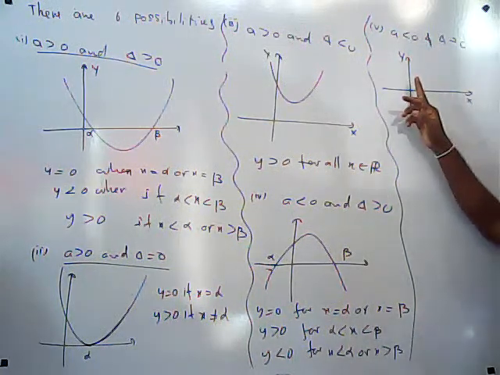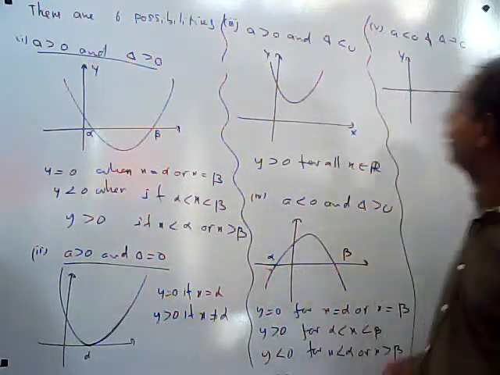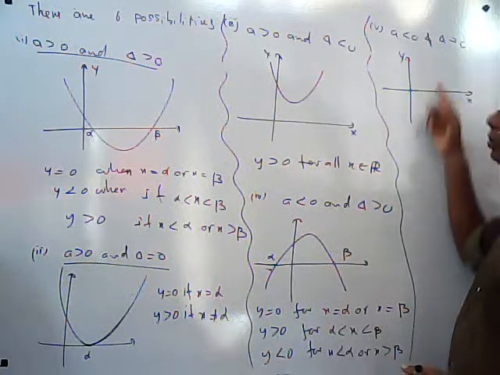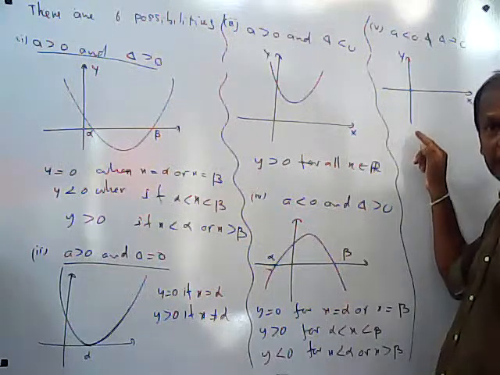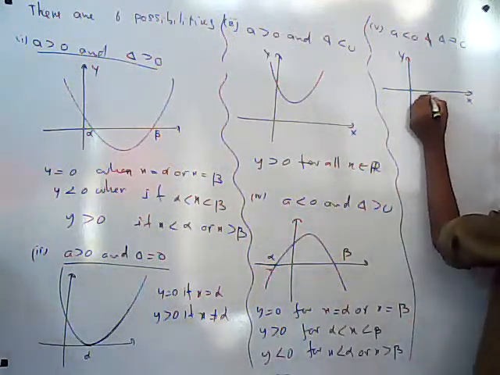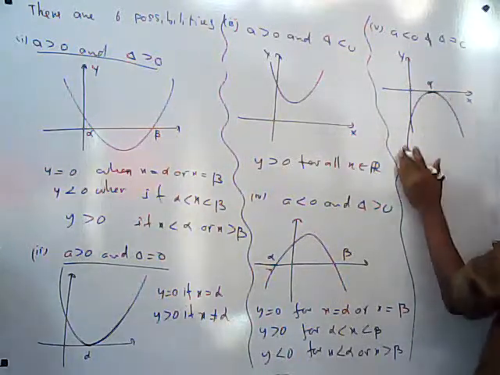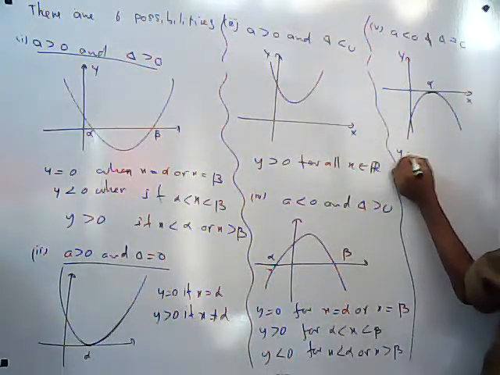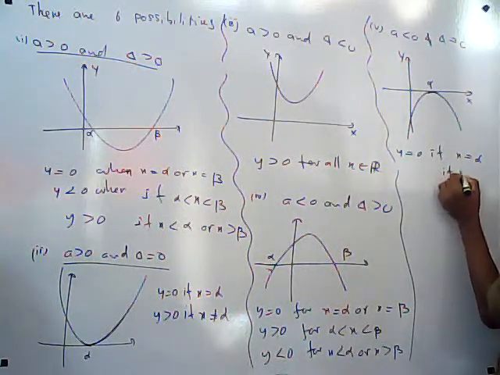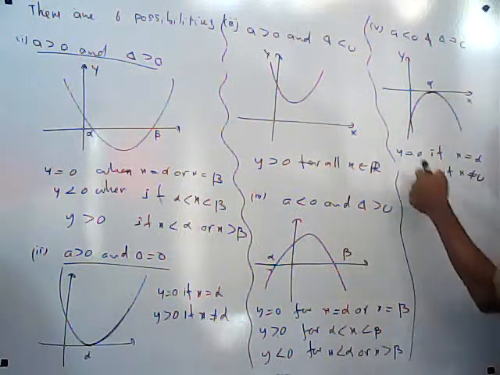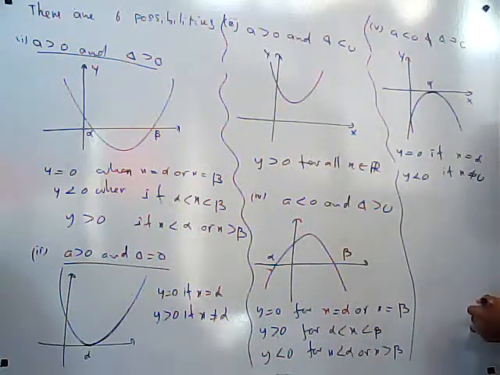A is less than 0 means it's a maximum, right? Delta is equal to 0 means it touches the x-axis. So it touches the x-axis at the maximum. So y equals 0 if x equals alpha. If x is not alpha, it's always negative. So it doesn't assume any positive value.